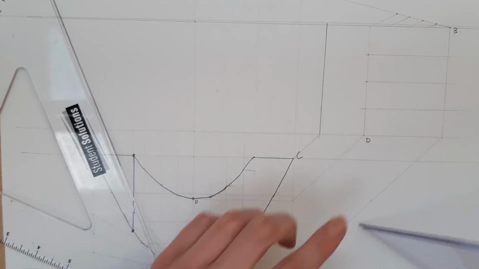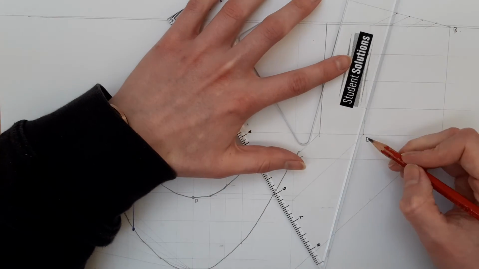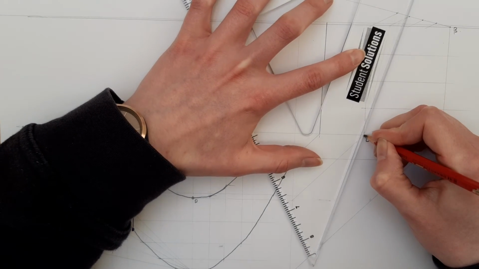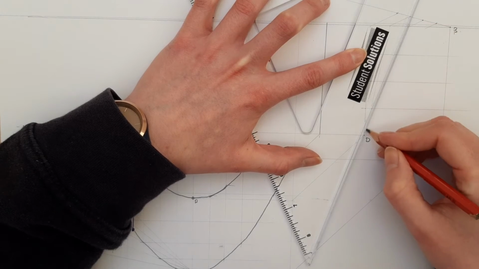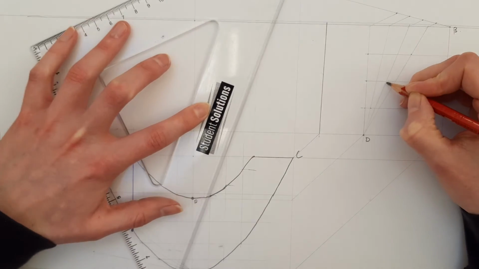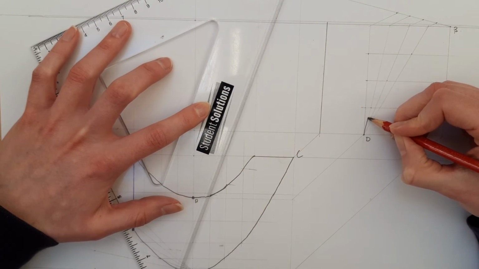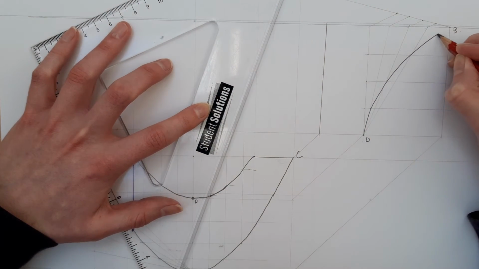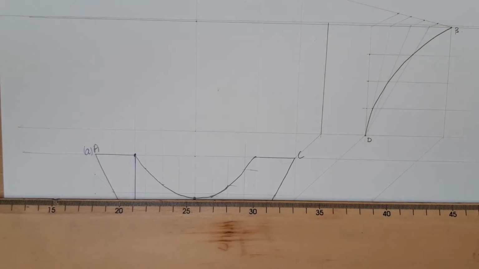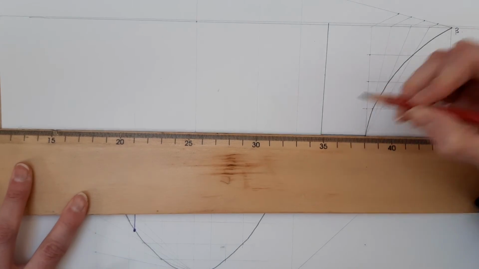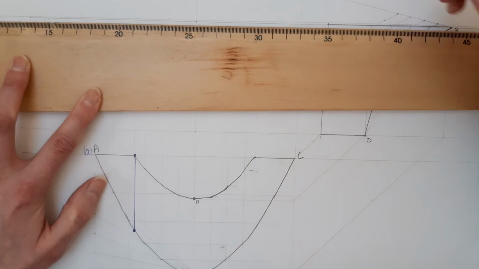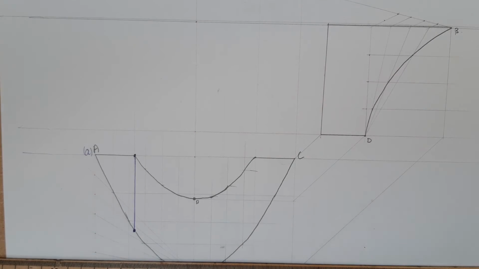Okay, and these ones are going to the vertex, which is D. Draw the curve in. Okay, and that is the end view done. Just harden the lines for the bottom and the top. Okay, end view is complete.